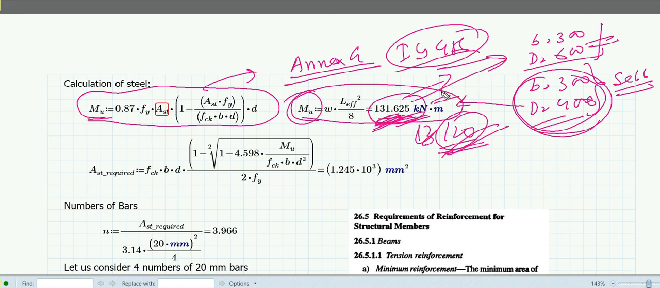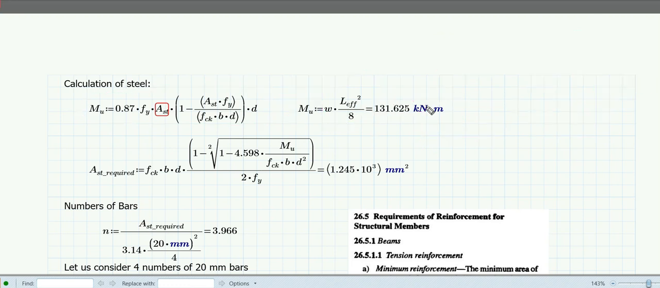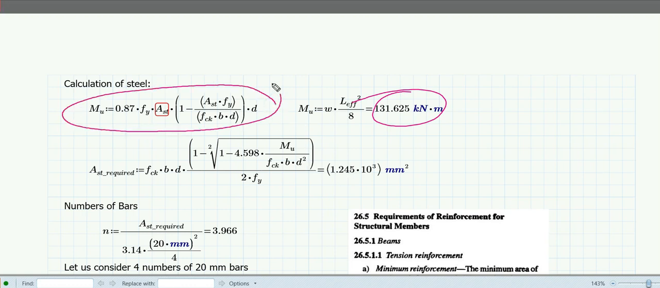So this is the moment that we are taking, 131, and this is the equation for finding out the steel. You can find this particular equation in Annex G. Now if you simplify it, it will be a quadratic equation in Ast square.